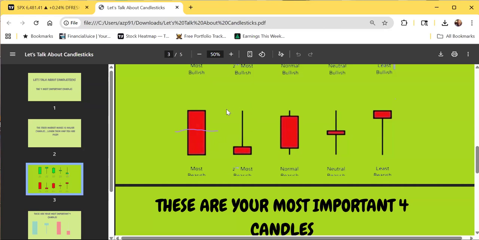Now, this is your second most bearish candle. Does that make sense what I'm saying to everyone? It does. Okay, all right. Are there any questions?